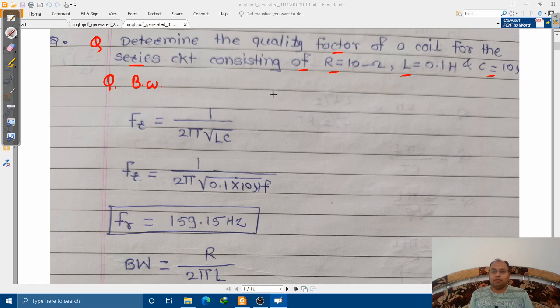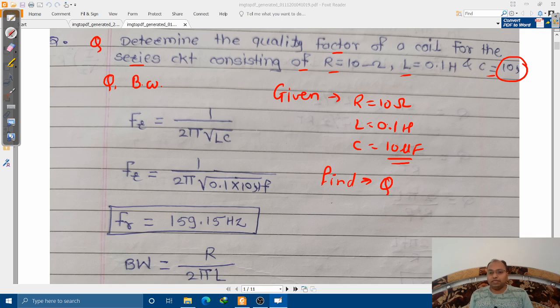Let us write the given first. Which are the given terms? Given terms are R equals 10 ohm, L equals 0.1 Henry, and the capacitor is 10 microfarad. This is not visible to you, but it is 10 microfarad actually. And which values do we need to find out? First we need to find out Q.